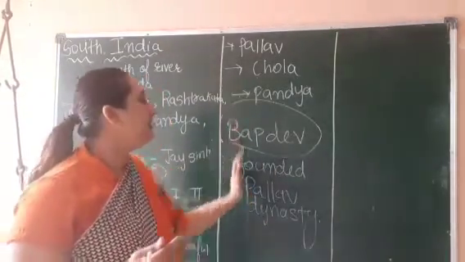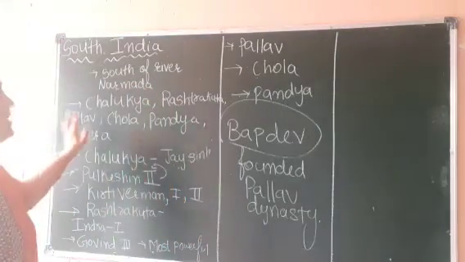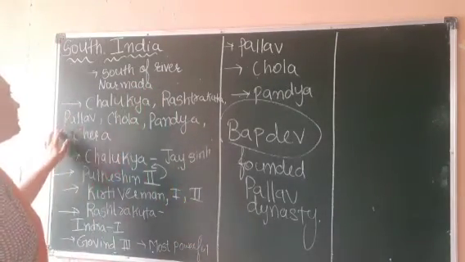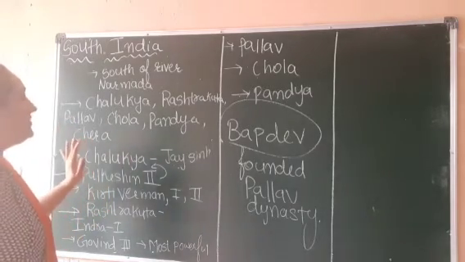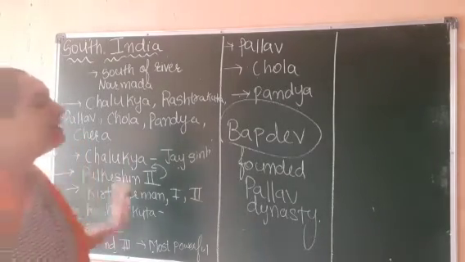So in this way we have learned about Chalukya, Rashtrakuta, Pallava, Chola, Pandya and Chera. At the end, which dynasty came into existence? Chera.